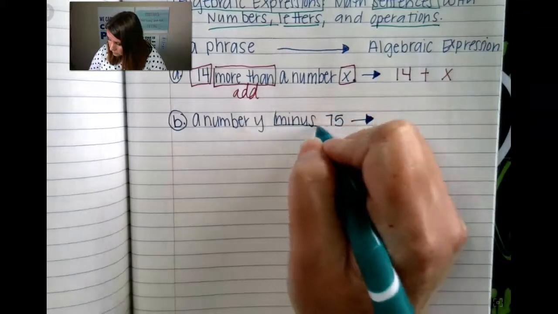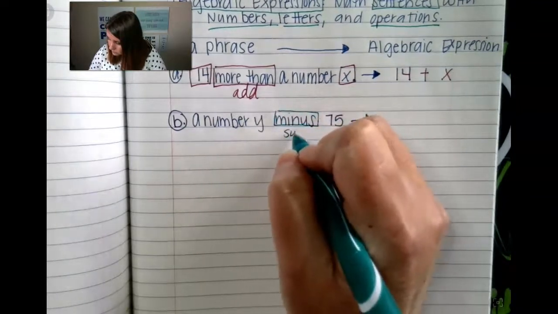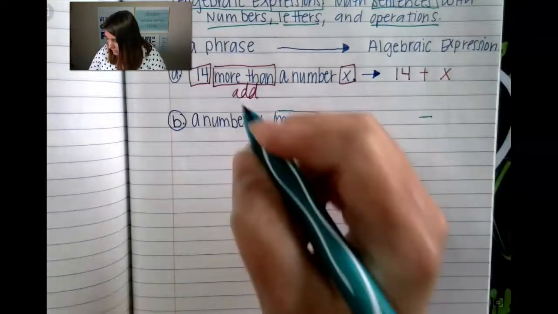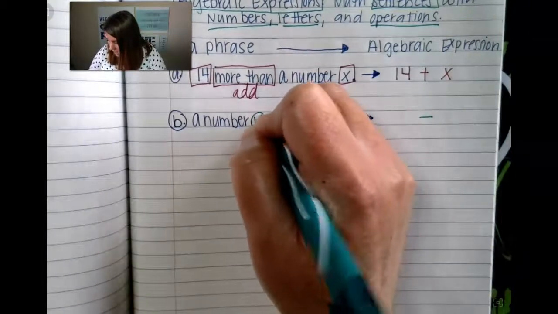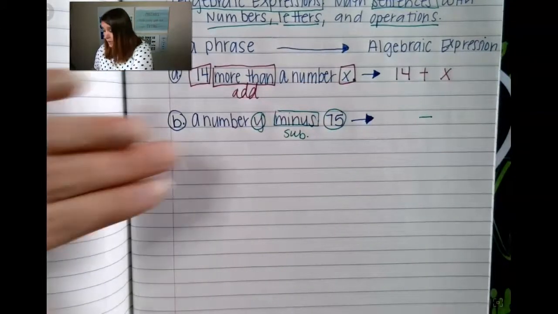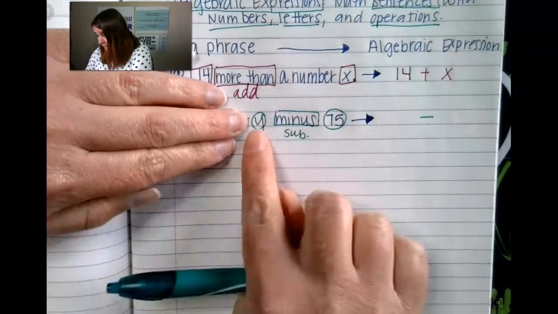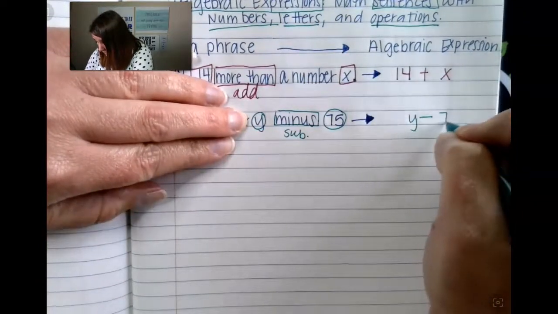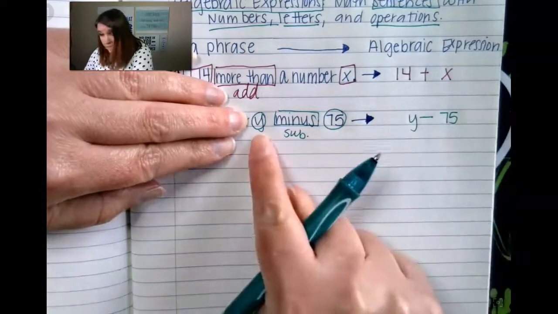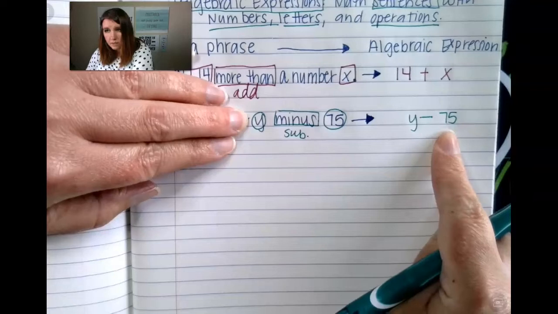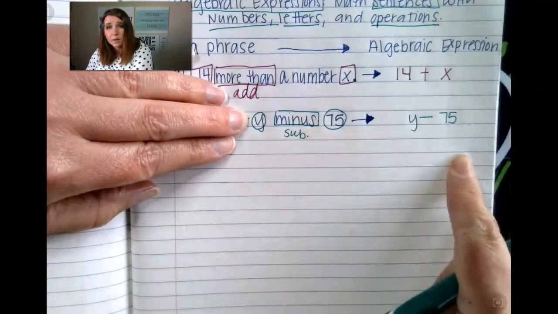Highlight that. I need to subtract. What am I subtracting? I'm subtracting y and 75. If I just read it as y minus 75, I just write it y minus 75. It looks the same as when I read it.